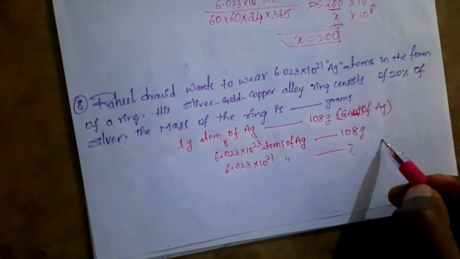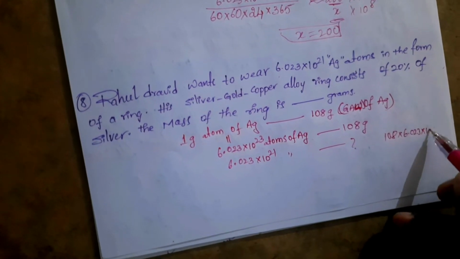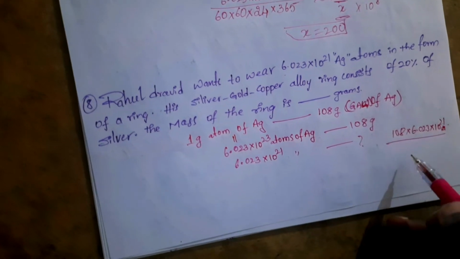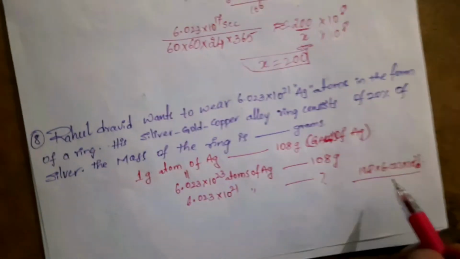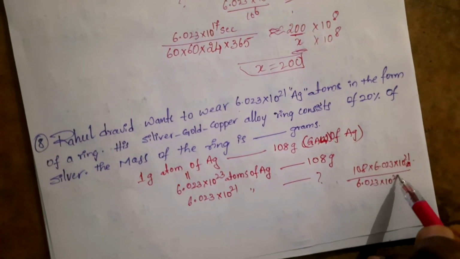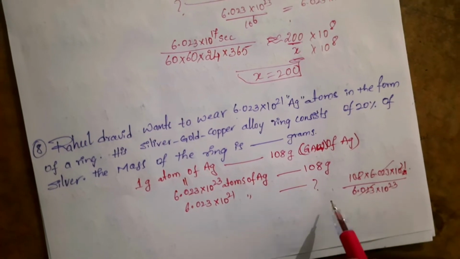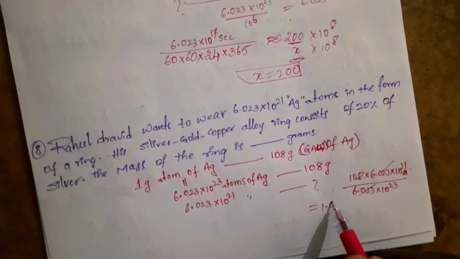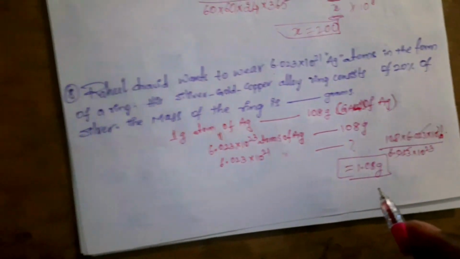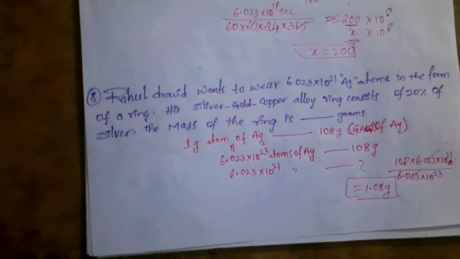It is 108 into 6.023 into 10 power 21, divided by 6.023 into 10 power 23. So the 6.023 will get cancelled. How much is left out? 10 power minus 2. That is nothing but 1.08 grams. So the silver weight is 1.08 grams, if it contains those many atoms of silver.